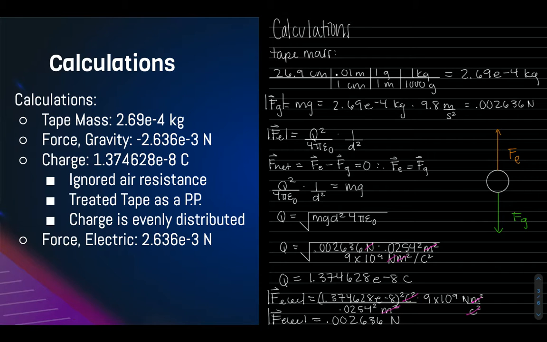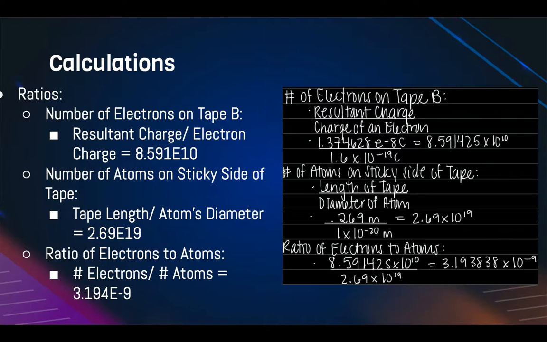When I was doing these calculations, I ignored air resistance, treated tape as a point particle, and knew that charge is evenly distributed on the surface of the tape. So here are my ratios. The number of electrons on tape B is the resultant charge, which I mentioned, divided by the electron charge, and the number of atoms on the sticky side of the tape is the tape length divided by the atom's diameter, and the ratio of electrons to atoms is the first answer divided by the second answer.